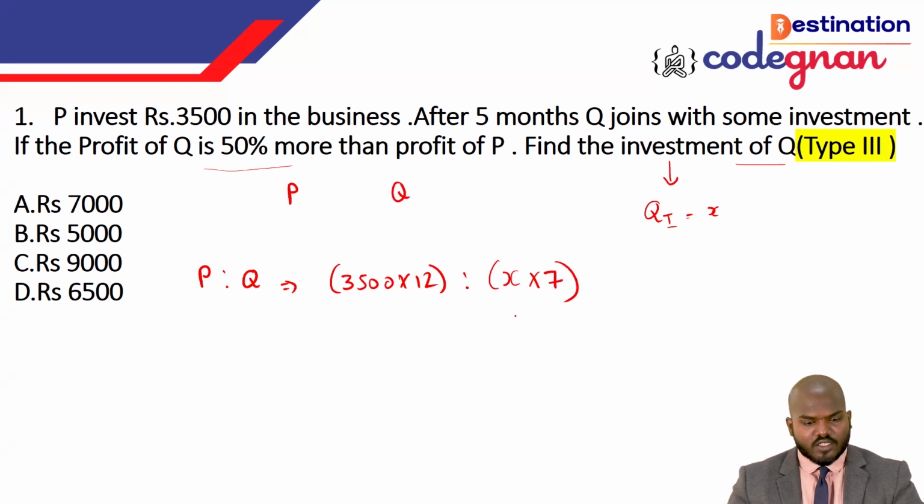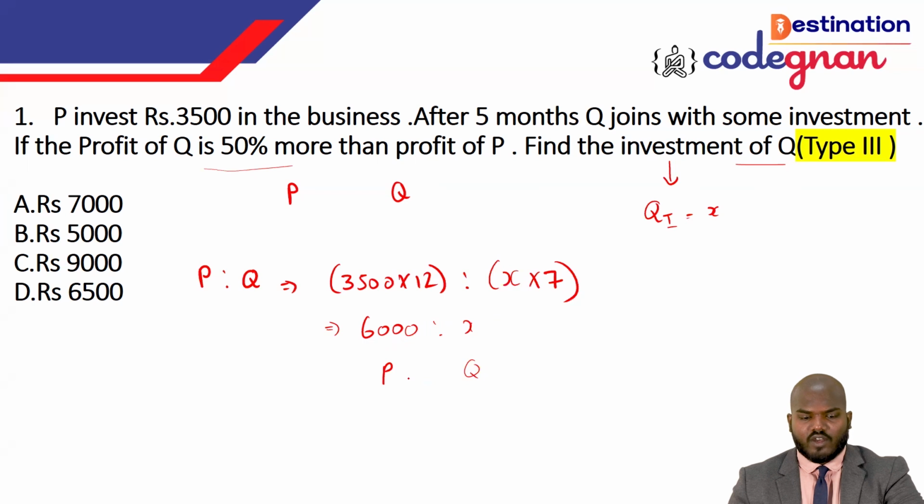Once you work this out, it will give you a value close to 6,000. So that is 3,500 times 12, and for Q, 7 times X. If you resolve this one, we can get a direct value here. The total amount that P is getting we call P, and the total investment of Q is equal to X.